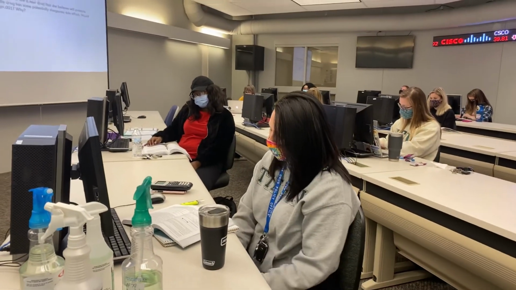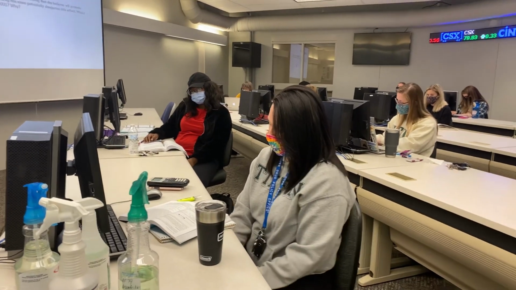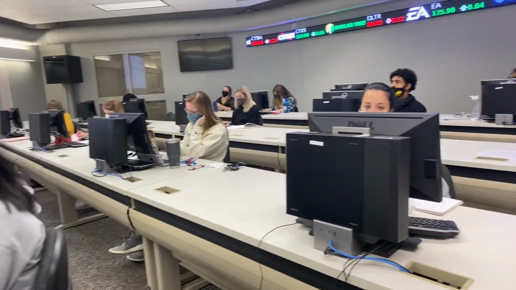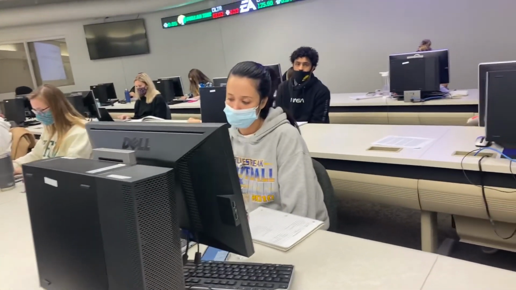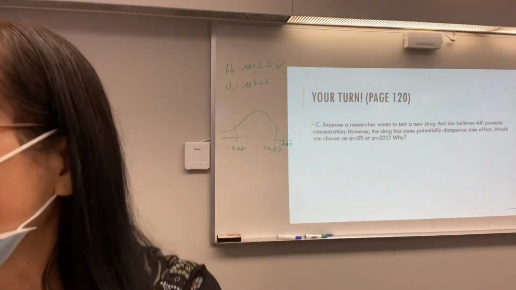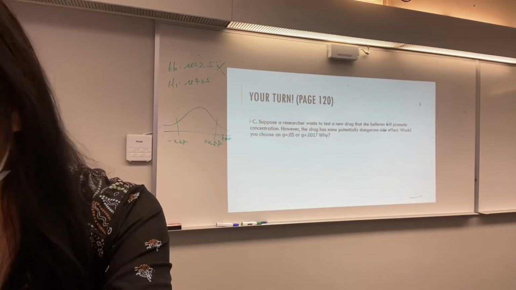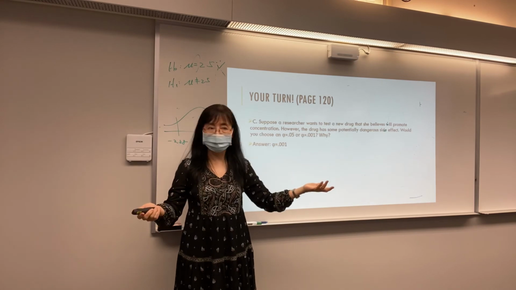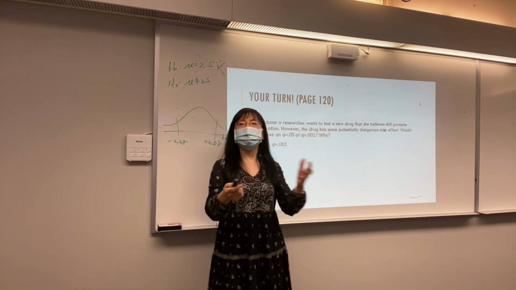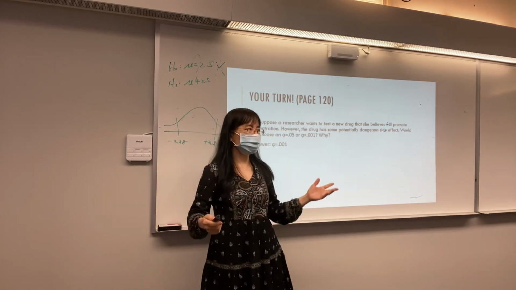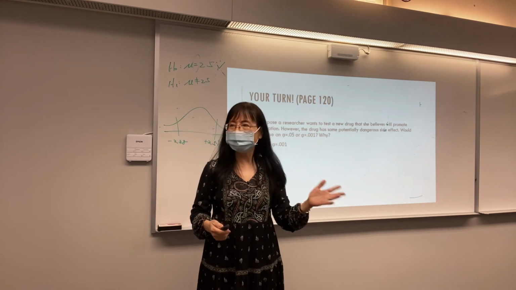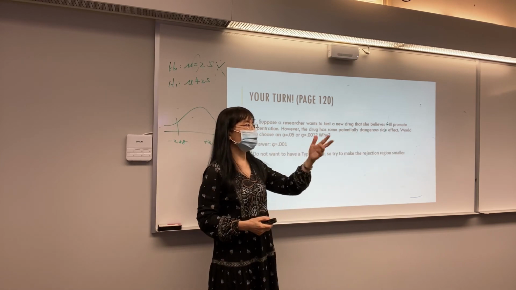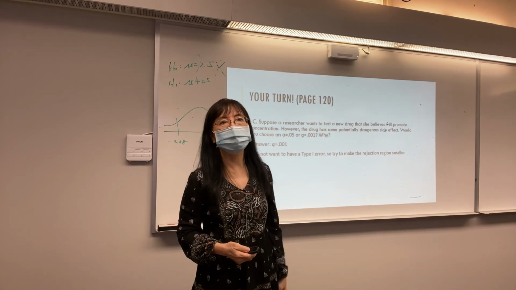0.001. And why? Because you want to avoid dangerous side effects. So you are less likely to reject, right? If you're less likely to reject, that means you are less likely to risk what kind of error? Type 1 error. That makes sense? So as a researcher, you can decide what kind of risk you want to avoid. They are not perfect. Either type 1 or type 2. There is no such thing as no error. It depends on you as a researcher. If you do not want to have type 1 error, you try to make the rejection region smaller.